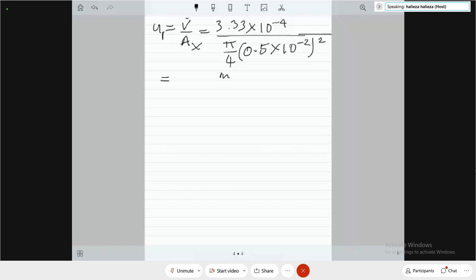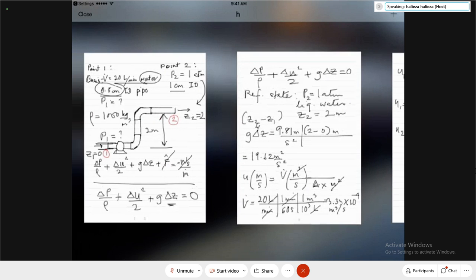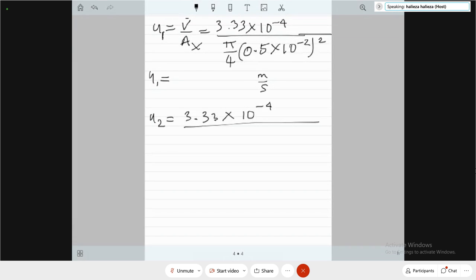I'm afraid I might not have enough space, so I better write over here. Okay, that's u1. So if you want to get u2, you repeat the whole thing, but with a different diameter, because your diameter at the outlet at location 2 is 1 centimeter. So divided by the cross-sectional area, for 1 centimeter, you should get a value for your velocity from this calculation.